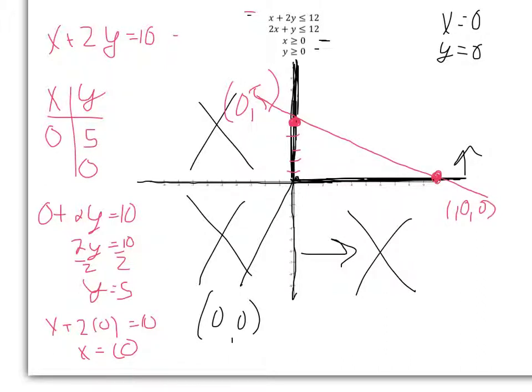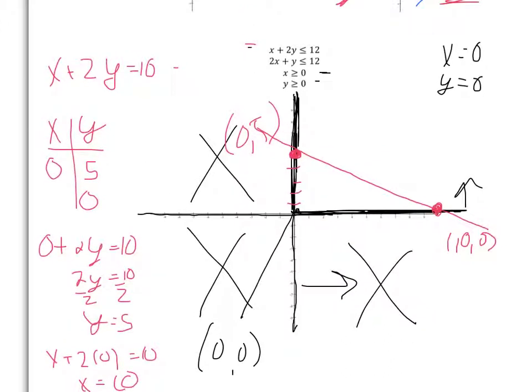Now picking a test point and plugging it in here, we're going to choose 0, 0. So is 0 plus 2 times 0 less than or equal to 12? Well, 0 is less than or equal to 12, so we're going to be shading below this line. So we're not looking outside of there, we're looking in this triangular piece. Now, for the last little piece, we need to graph this last equation right there.